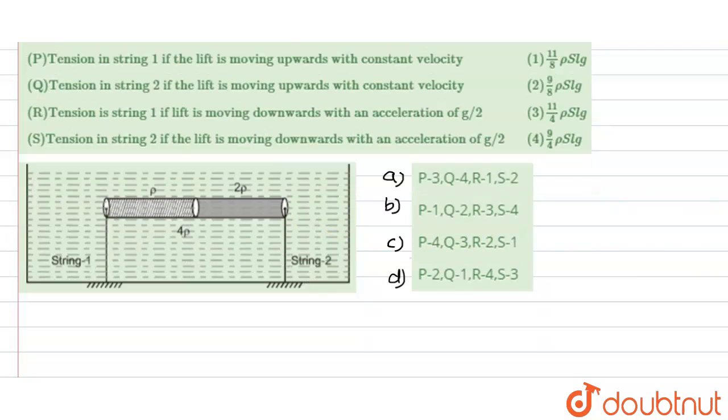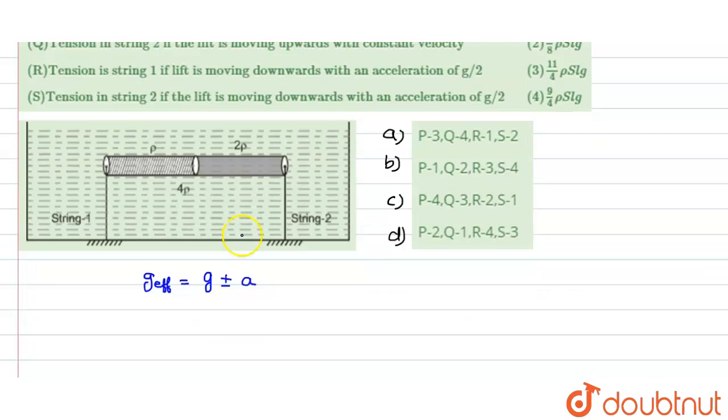Whenever we are in a lift system, we treat our g as the effective g. So g effective would be equal to g, the acceleration due to gravity, plus or minus a, the acceleration of the lift. The plus or minus sign is decided by the pseudo force. We take the direction of the pseudo force and then decide whether the direction is positive or negative.